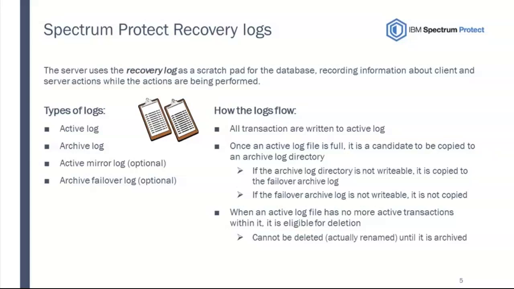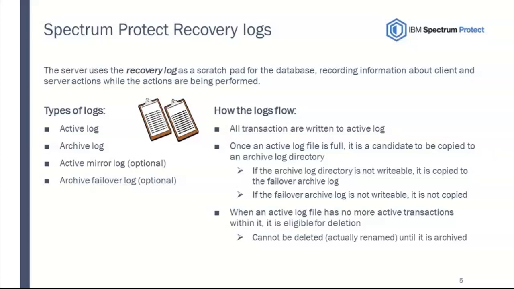There are 4 types of recovery logs: active log, archive log, active mirror log, and active failover log. When you install the Spectrum Protect server, at that time you need to specify the path of all 4 logs. Both mirror and archive failover logs are optional. If you do not specify the active mirror and failover log, then they won't be defined to the TSM server. However, you can define them at any time by adding an entry into your dsmserv.opt file.